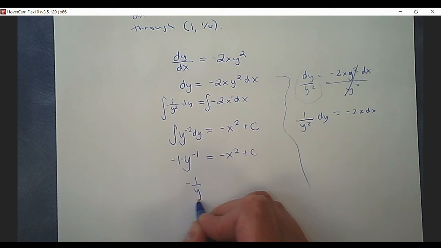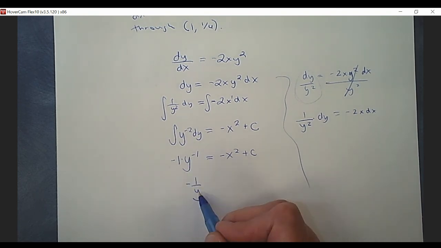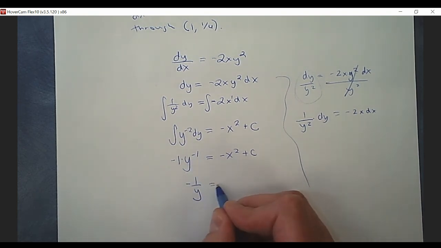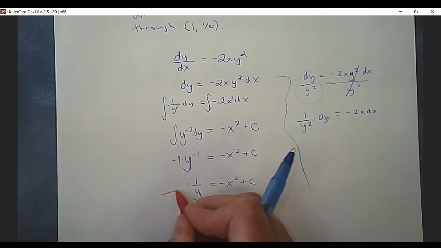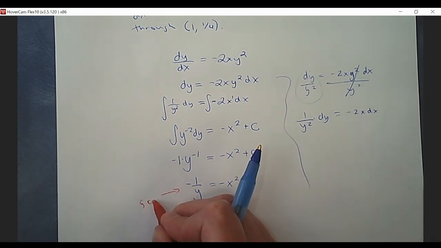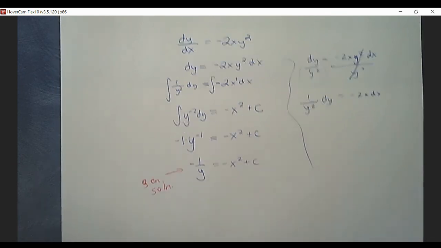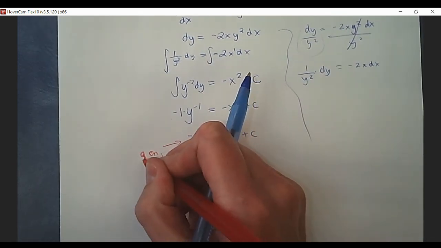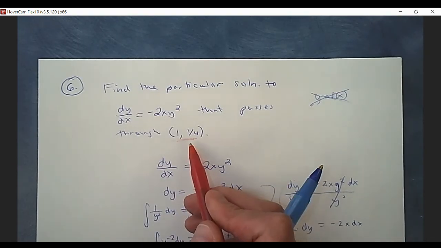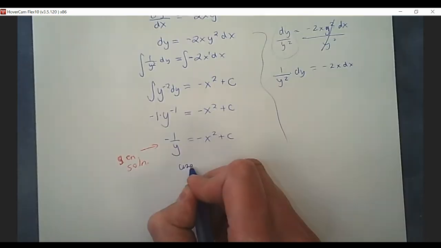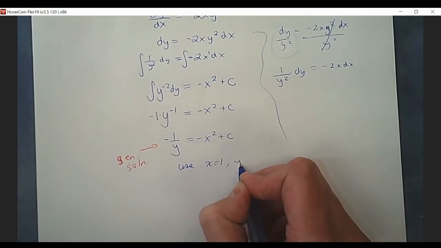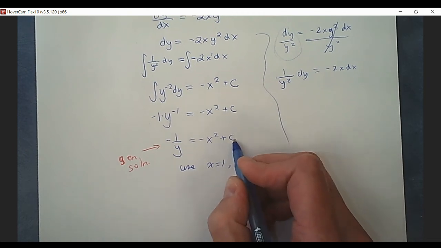I prefer to put it back into a positive exponent. So I'm going to make a fraction with that y to the negative 1. And if you were looking for the general solution, you could stop right here. There's no need to go on and do any more work. All right, but we are looking for the particular solution that passes through the point 0, 1/4. So what we have to do next is use when x equals 0, y equals 1/4 to allow us to solve for c.